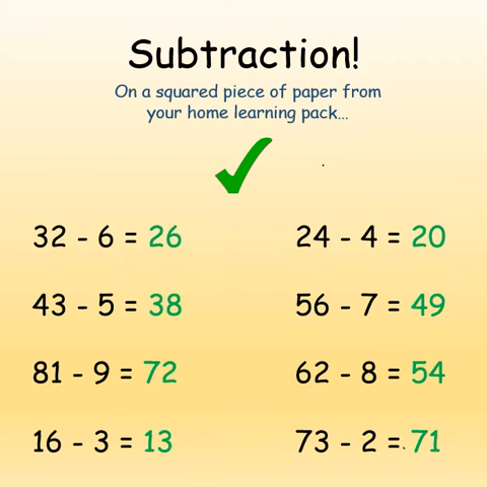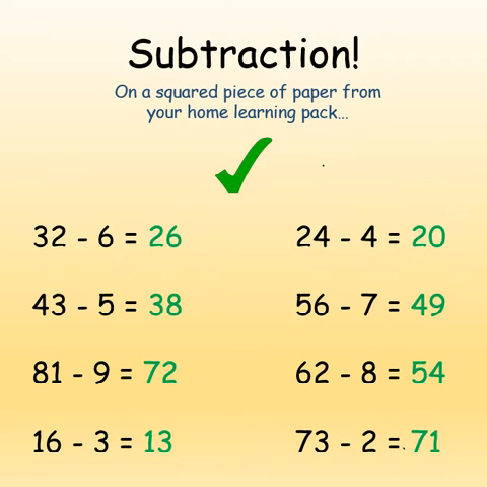Okay, the next one, 24 subtract 4. What's 24 subtract 4? Well done, that's super, you're right, it is 20. If you've got 20, give it a tiny tick. If you haven't, please change it. Okay, the next one, 56 subtract 7. What's 56 subtract 7? Well done, 49. If you've got 49, give it a tiny tick.